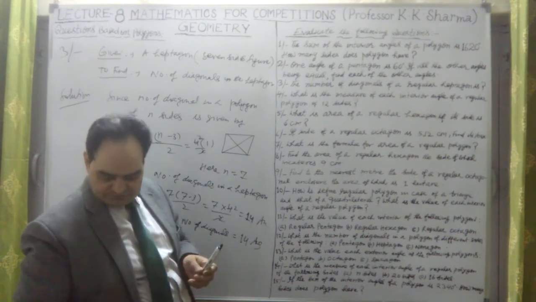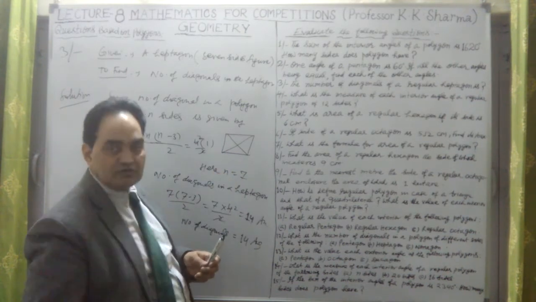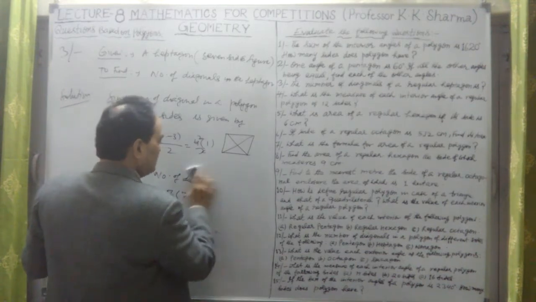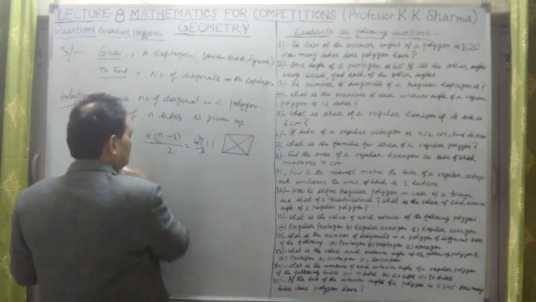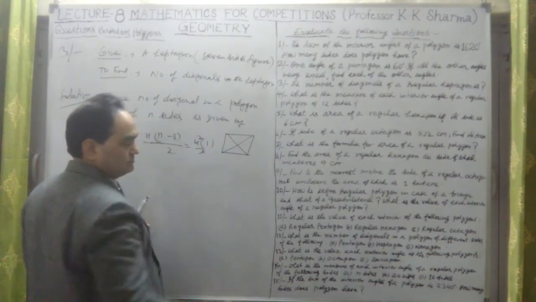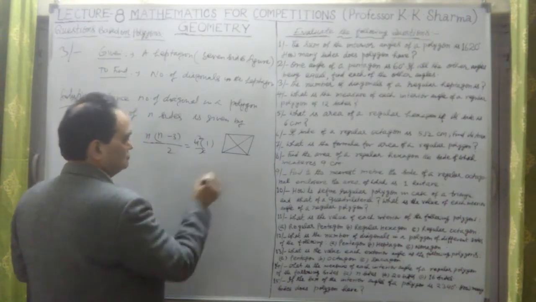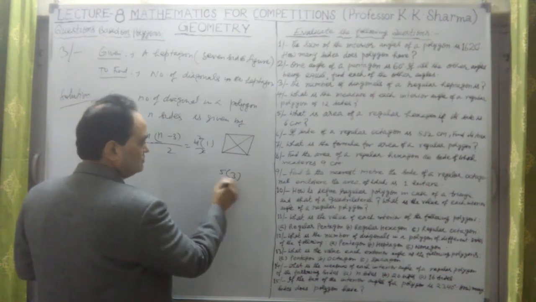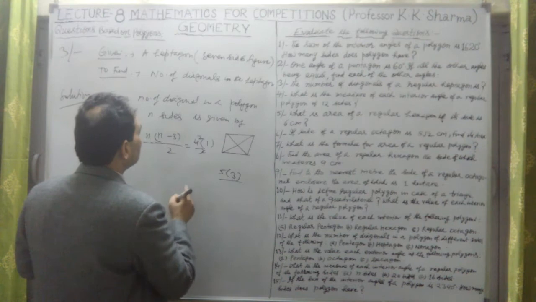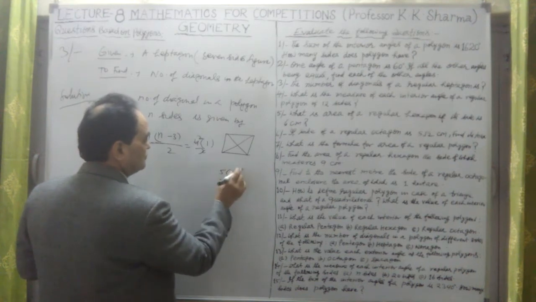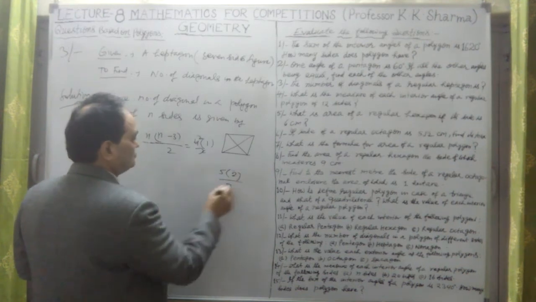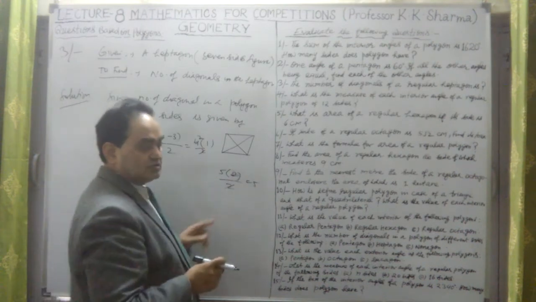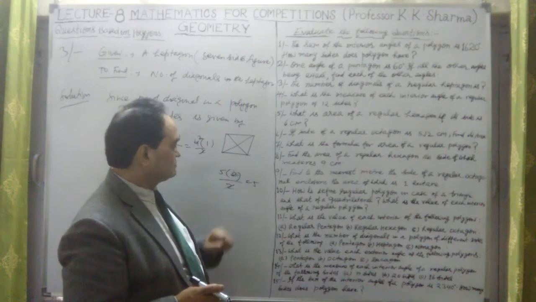If n is 5, then we can find 5 into 2 upon 2. So only there will be 5 there: n into n minus 3 upon 2. So 5 into 5 minus 3 means 2, upon 2, this 2 cancels out. Only 5. So in case of a pentagon, there are 5 diagonals.